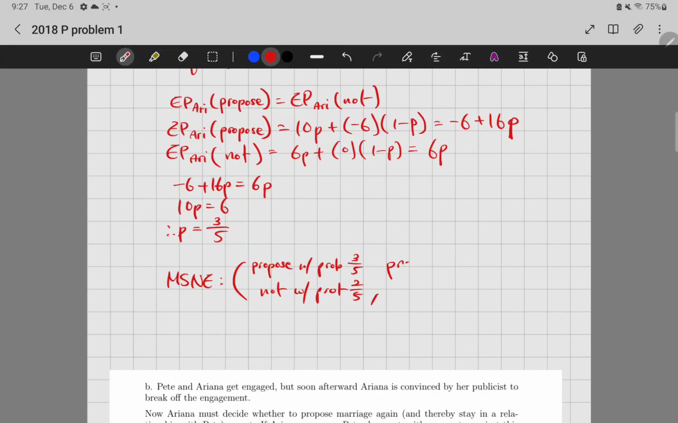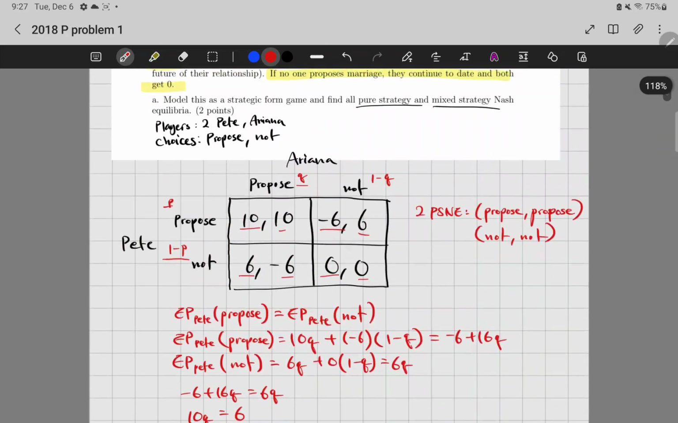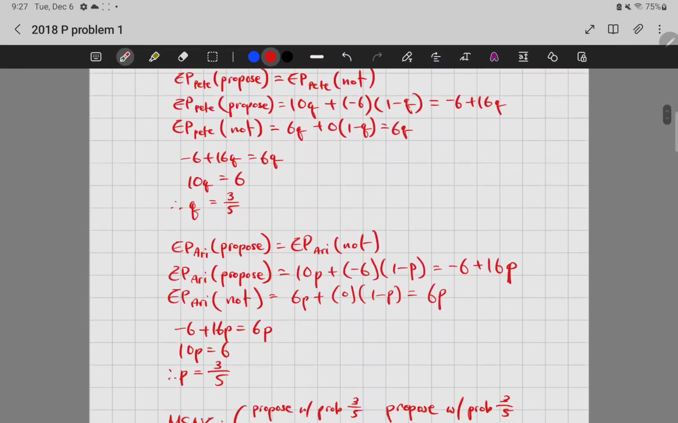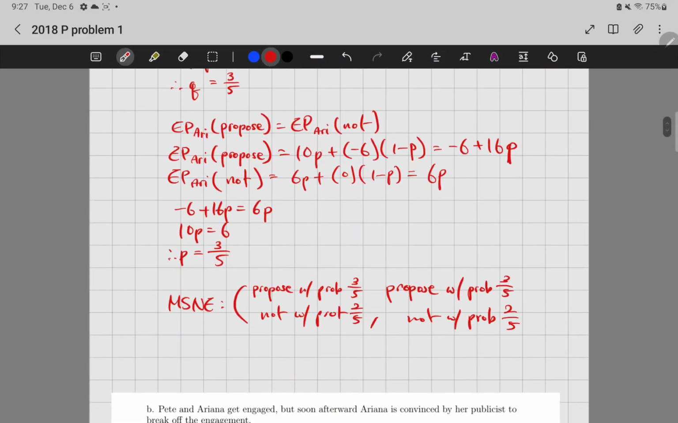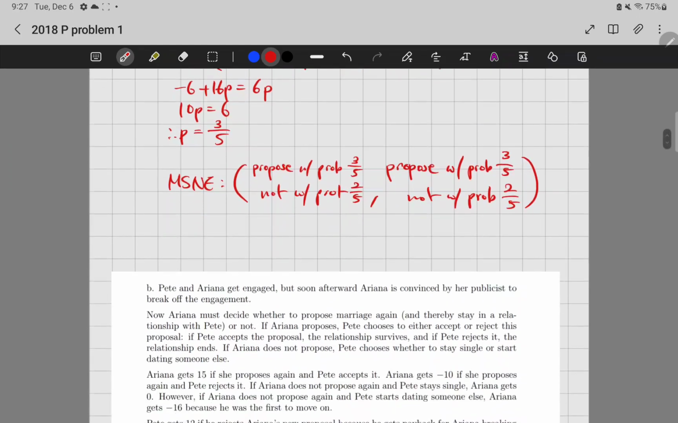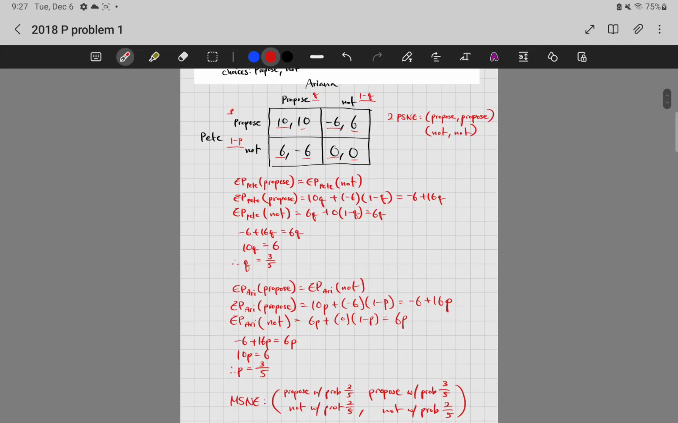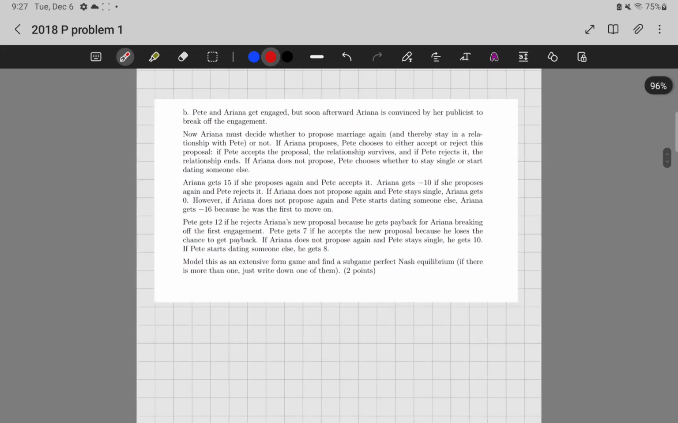Say for Ariana, she will propose with a probability of Q, which is 3 over 5, and she will not with a probability of 1 minus Q, which is 2 over 5. Let me rewrite this. And that's section A done. Now let's move on to section B.